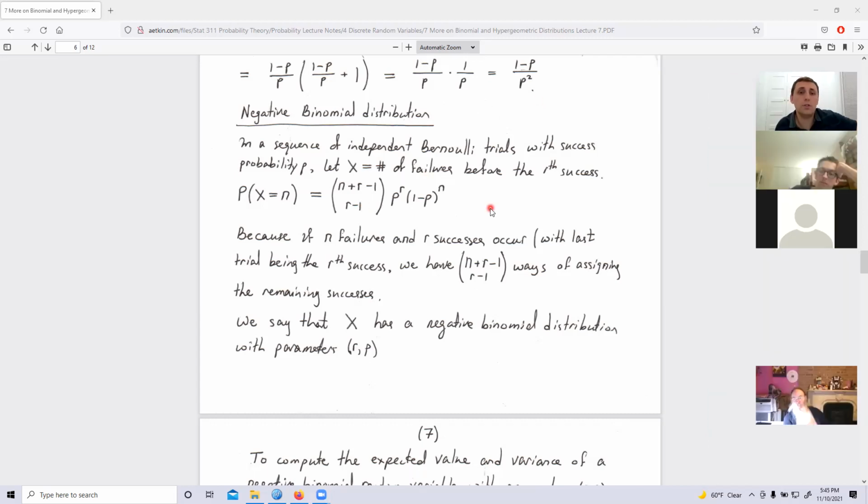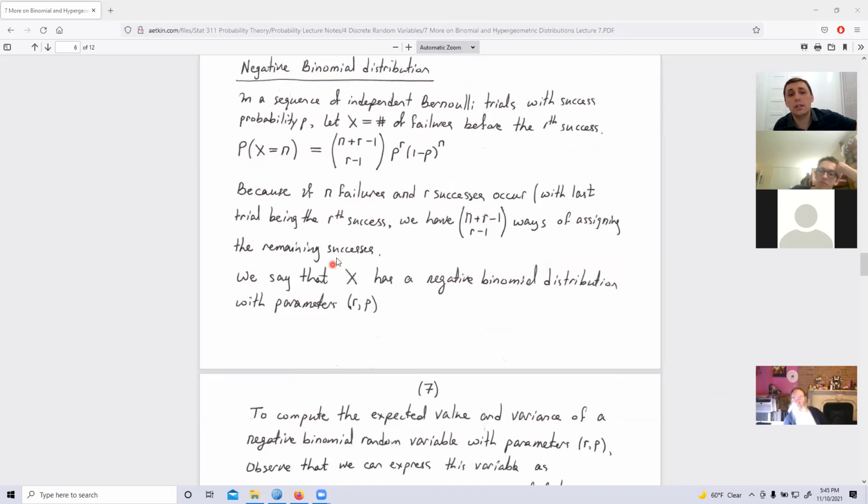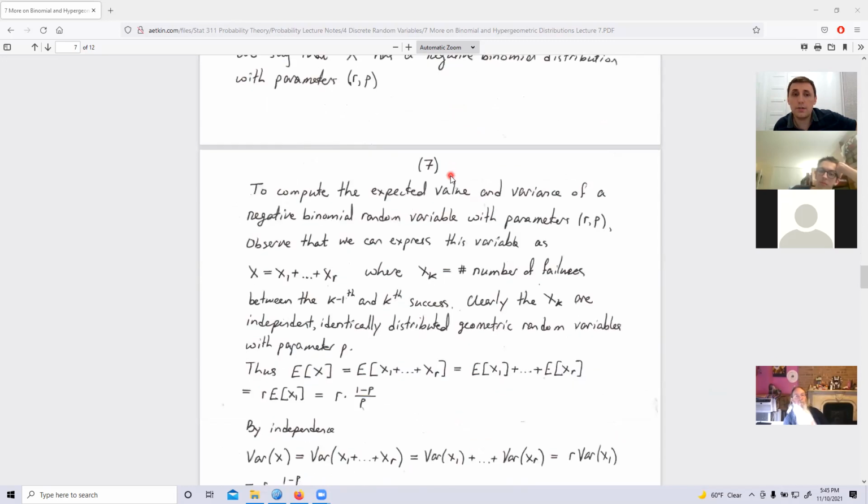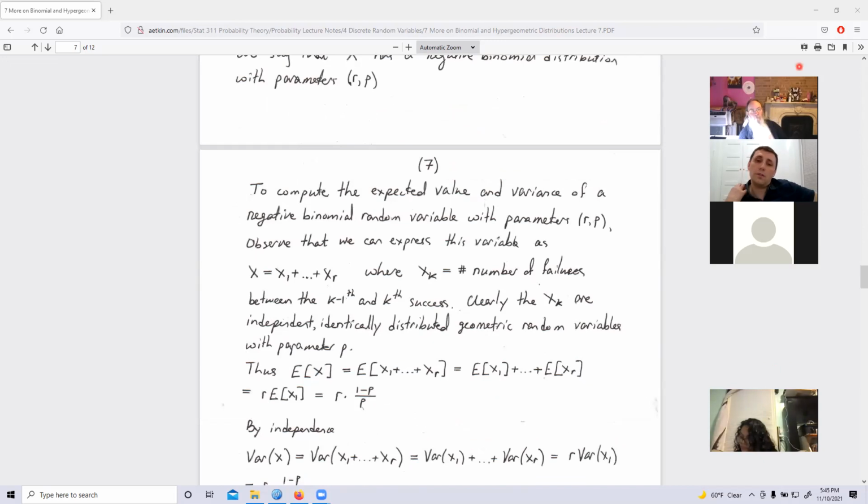So then we want to figure out how to calculate the expected value of this random variable. What we can do is this trick, guys. To compute the expected value, we don't want to do it directly. It would be hard, but we can observe that X is the number of failures before the very first success, plus the number of failures between the first and second success, and so on and so forth, until X_r is the number of failures between the (r minus 1)th success and the final rth success. Yes?